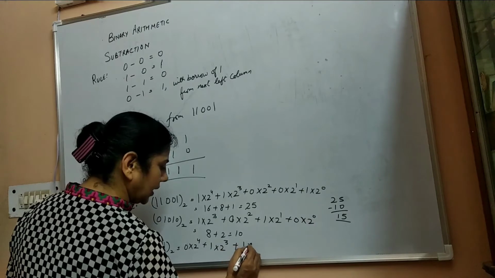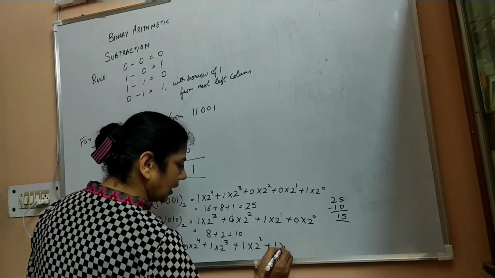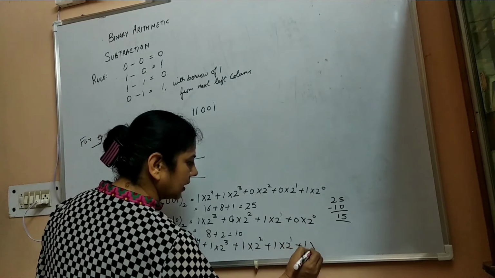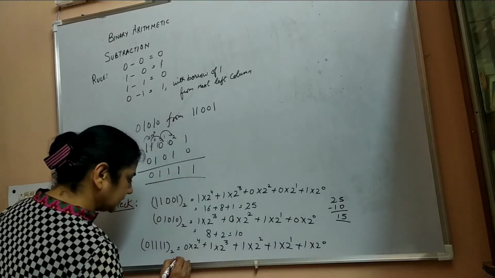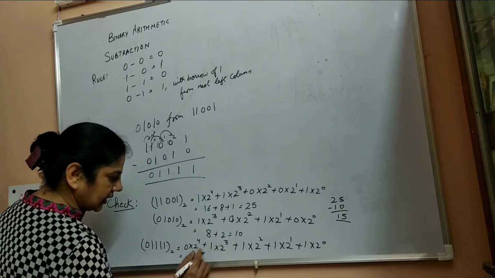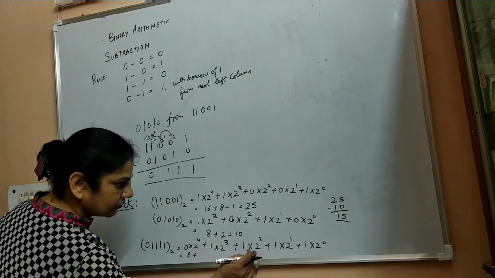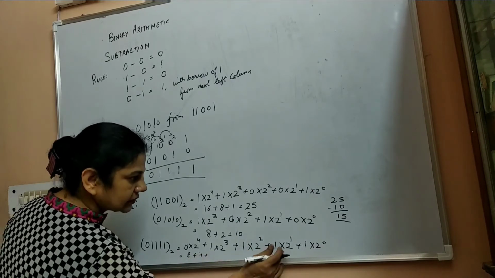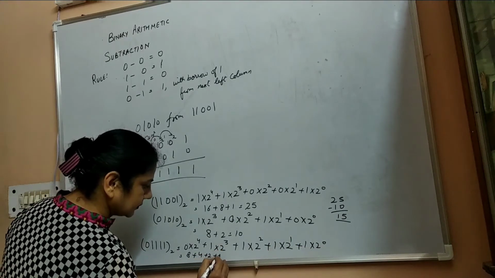Again reduce 1 into 2 to the power 2 plus 1 into 2 to the power 1 plus 1 into 2 to the power 0. Let us see how much I will get. This is 8 plus 4 plus 2 plus 1, which is equal to 15.